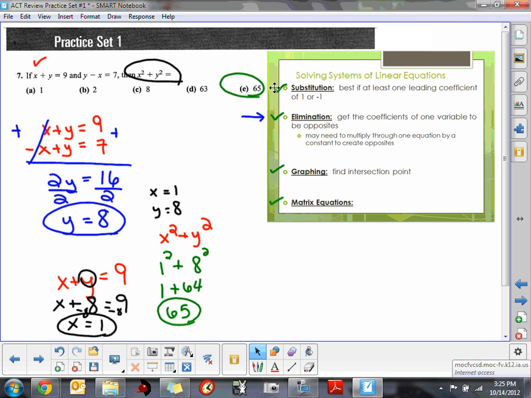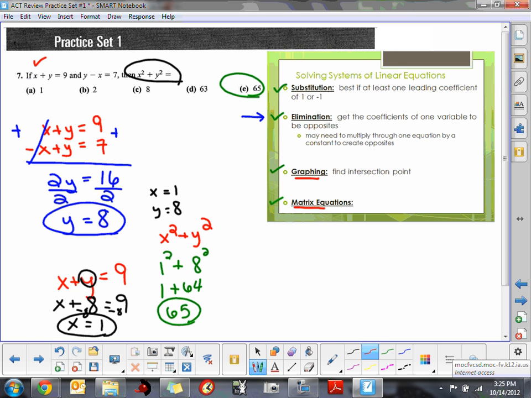So there are other ways of doing this problem. Again, we're trying to be efficient with our time because of our test. Guessing and testing takes quite a while. If you were going to put in your matrix equations, that would be very time consuming. Graphing would be time consuming. Substitution would have worked just fine.